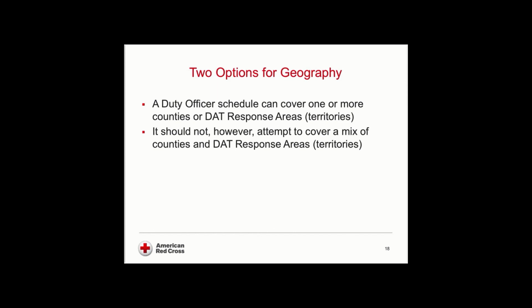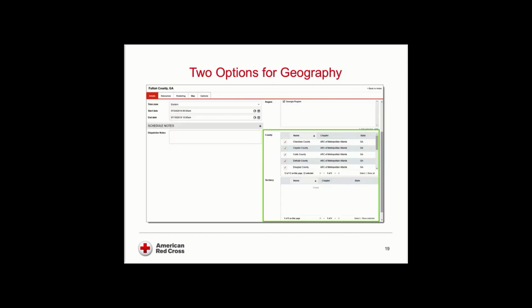And you also have two different options when selecting the geography for your DAT schedules and your duty officer schedules. And there's no real right or wrong way to do this. It really depends on what works best for your region and the coverage that your region needs. So a duty officer schedule can cover one or more counties, or it can cover DAT response areas or territories. The important thing is not to try to cover a mix of both counties and DAT response areas, and then you want to make sure that you also don't end up leaving any gaps in coverage.